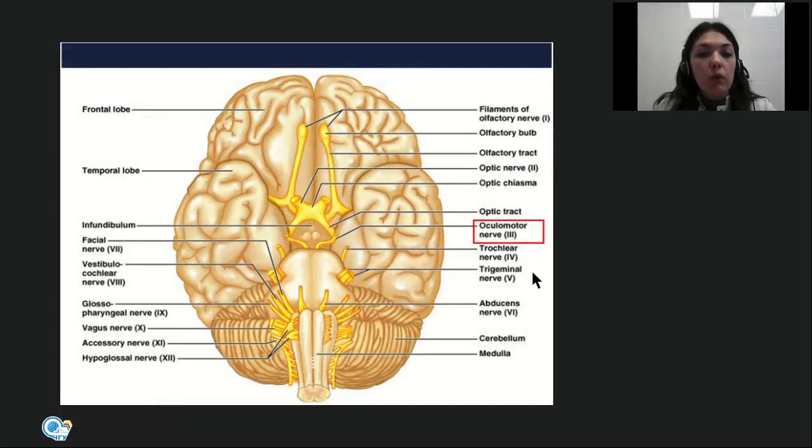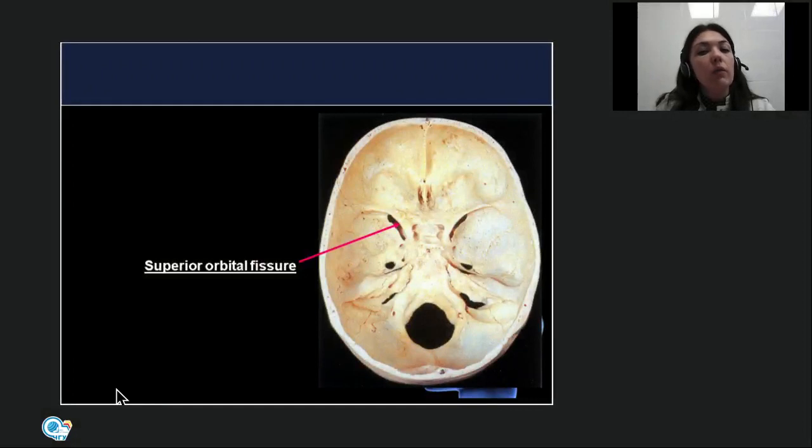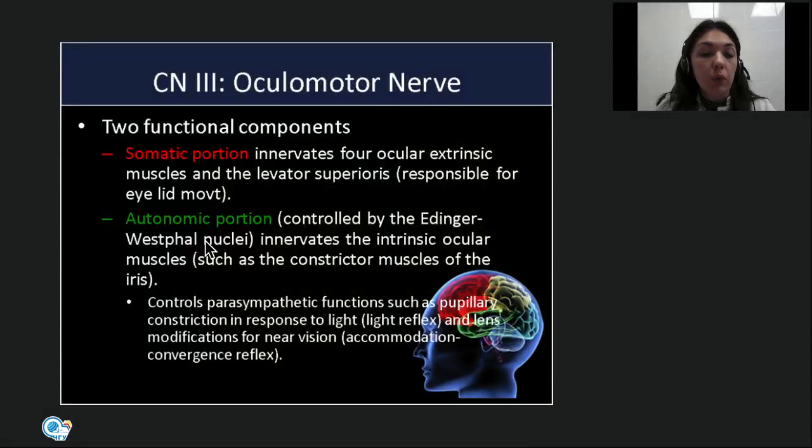So the oculomotor nerve arises from the brain, its roots arise in the oculomotor sulcus that is located at the medial surface of the cerebral peduncles. And then this nerve leaves the cranial cavity through the superior orbital fissure that is located between the greater and lesser wings of the sphenoid bone. So, two functional components of the oculomotor nerve.